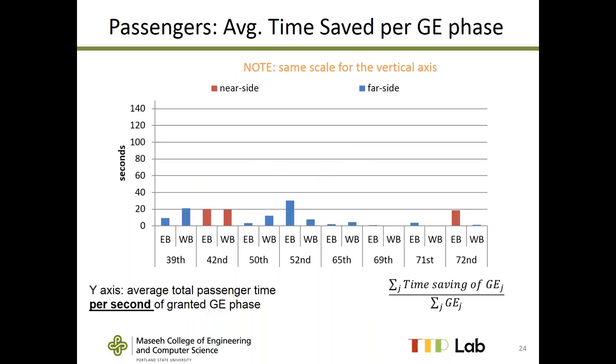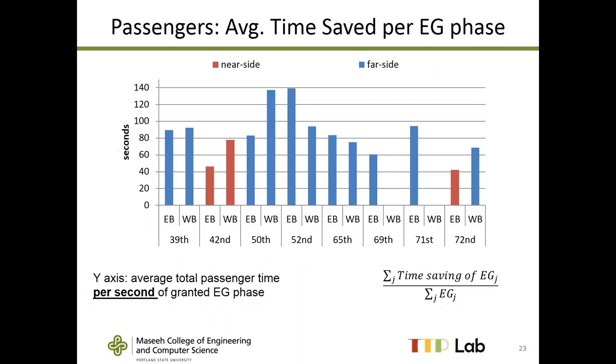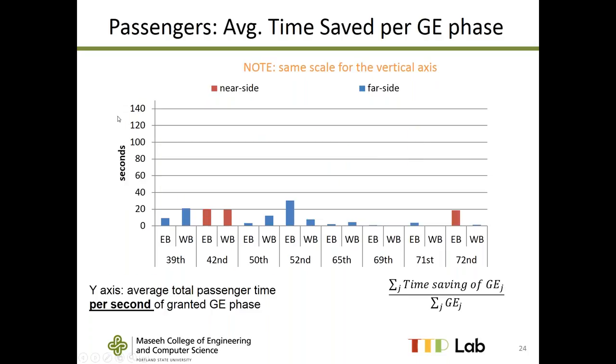The previous slide was for early green, and this one is for the green extension phase. We have the same scale that we had before, but you notice now that the benefits are much lower; the columns are closer to 20 seconds. In the previous case with early green, we had up to 140 seconds of benefit on average at some intersections. In this case, in the best case, we had up to 30 seconds of time saved per green extension phase.